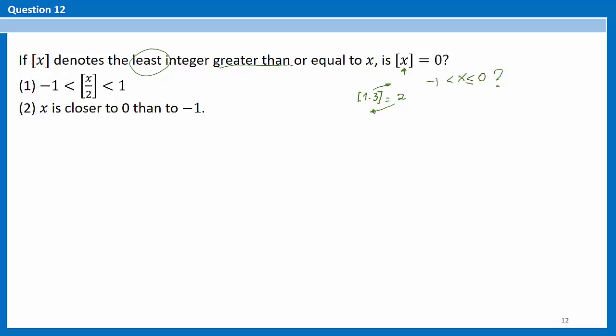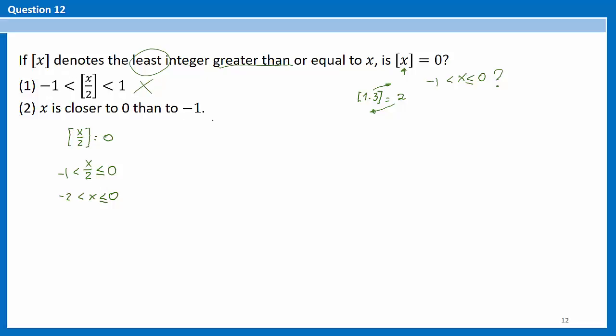Now, statement 1 says that operator of x over 2 is between -1 and 1. And since the operator represents an integer and it's between -1 and 1, the operator of x over 2 must be 0, because the only integer between -1 and 1 is 0. And if this is true, that must mean that whatever is inside must be between -1 and 0. Now I can multiply everything by 2, and I would get that x needs to be between -2 and 0. This is that fact, and the question is if x is between -1 and 0. It might not be true because x could be -1.5, for example. Okay, so statement 1 is not sufficient.